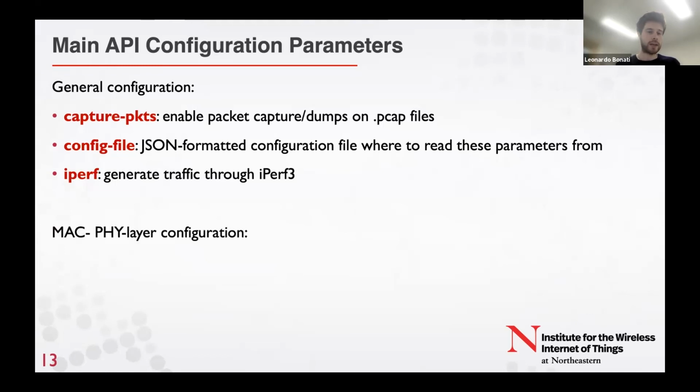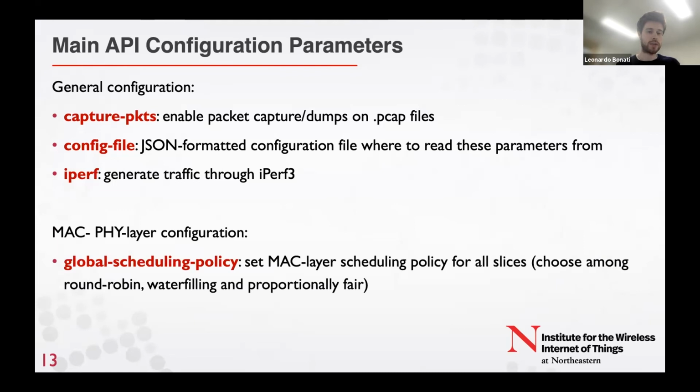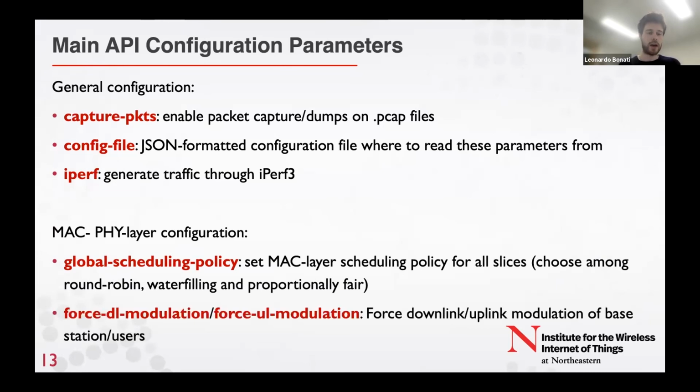And then we have some MAC layer configuration, like the scheduling policy. You can set the scheduling policy for the whole network. So for every user of the network, you can set a scheduling policy among the round robin, water filling, and proportionally fair scheduling policies. And then you have the option to force the downlink modulation or uplink modulation for certain users, if you might want to do so.